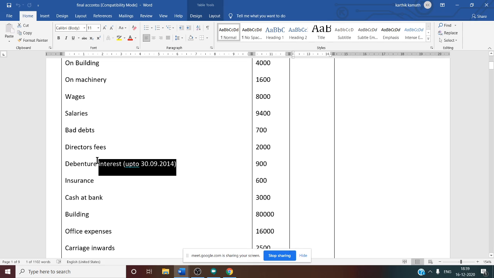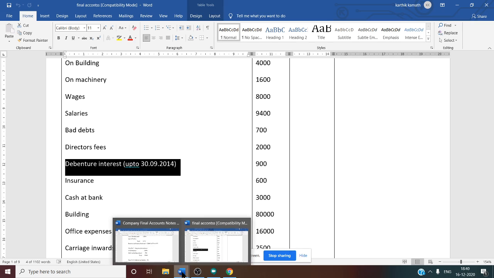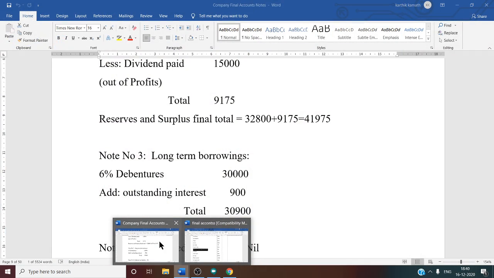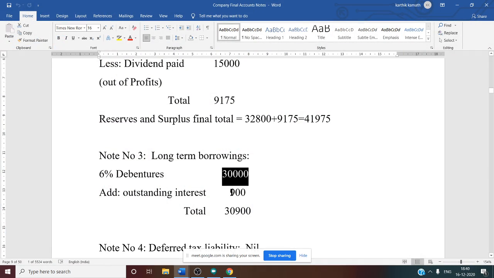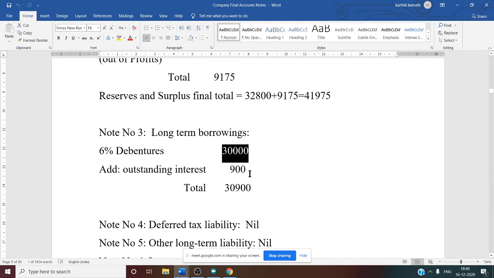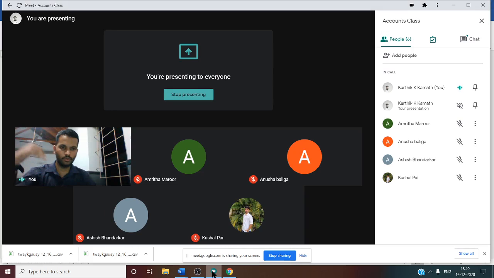But we know that debenture interest, see this, debenture interest up to 30 September 2014 is paid. That means the remaining 6 months of the financial year is not paid. So we know that there is 6 months due interest. That is known as outstanding interest, that we have to add, 900. That is 30,000 into 6% into 6 by 12. If you do, you will get 900, and the total answer of long term borrowing is 30,000 plus 900, that is the final answer, 30,900. Note number 3 is over.